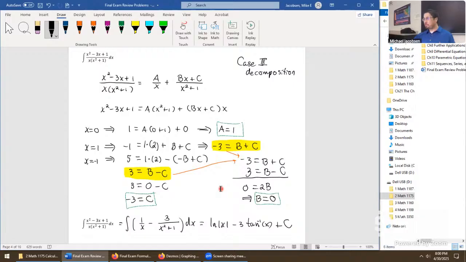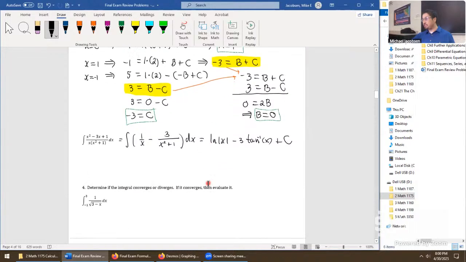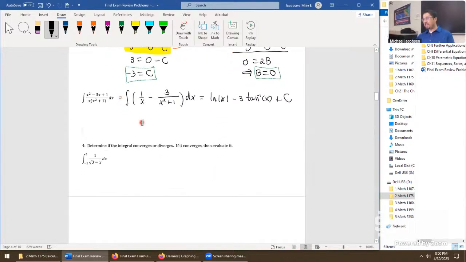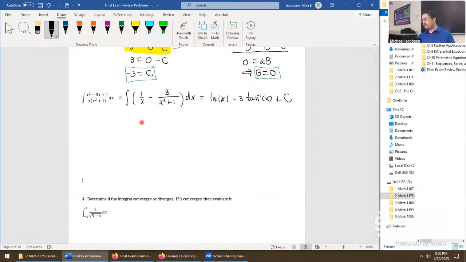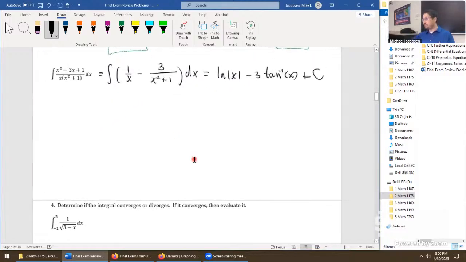Okay, so looks like we're nearly done with this chapter 7. There's a couple more things we want to look into for integration. And this one is kind of a challenging one. Let's take our time breaking down problem number 4.